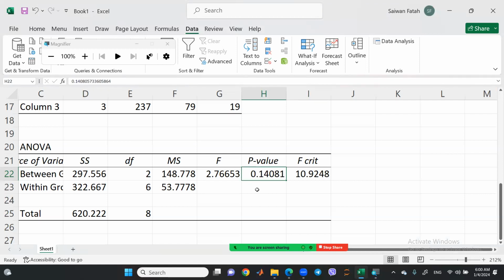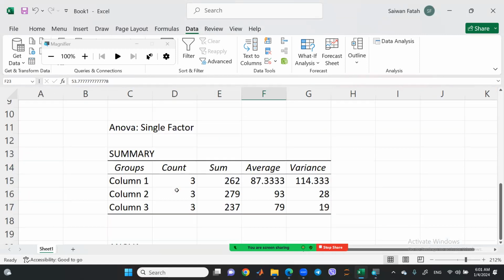Here, the p-value is 0.14081. What was alpha? Alpha is 0.01. Which of these is bigger? The p-value is bigger. If the p-value is bigger, we cannot reject H-naught, but if the p-value is less, we reject H-naught. Here, for this example, the p-value is bigger than alpha, which means we cannot reject H-naught. We accept it and we say that different types of alcohol have the same mean, have equal means. Okay.